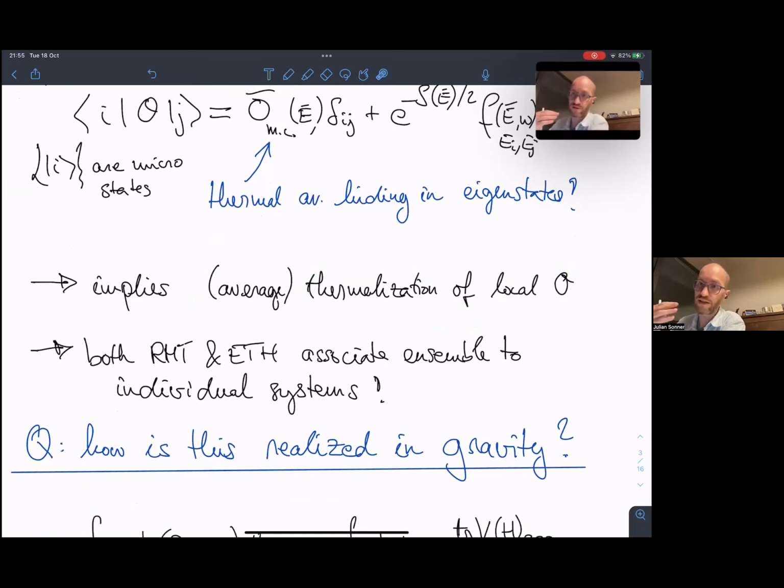So for example, one has to do a little bit of time averaging to see the thermal behavior, but it's a very good way of understanding how individual quantum systems can behave thermally, even though, say, the global state of the system is pure. Okay, and so I've already said this, but I want to emphasize it one more time. Both RMT and ETH associate some notion of ensemble to individual systems. So there is a clear relation between one Hamiltonian and something like an ensemble of Hamiltonians in RMT, or let's say a thermal ensemble in the ETH sense.